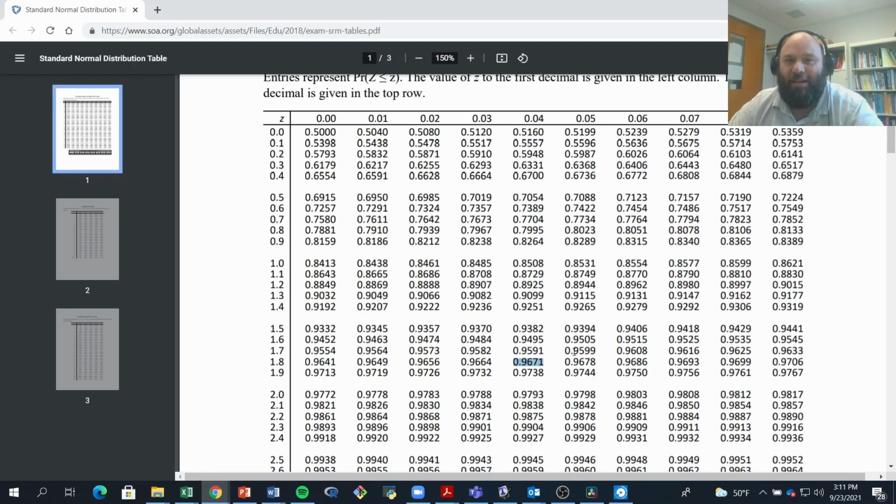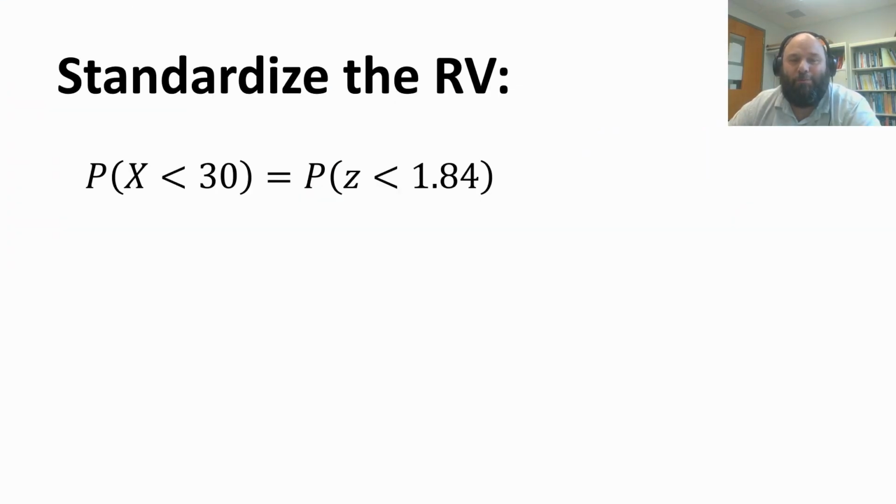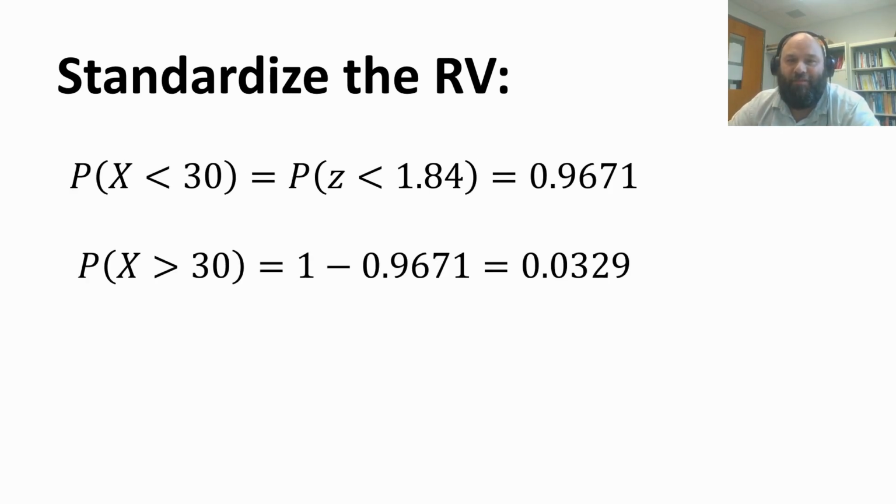So let's go back and take that number and use it to make sense of our problem. We were asking, what's the probability that the number of weeks with 300 or more customers was less than 30? We standardized this by subtracting the expected value and dividing by the standard deviation, and found that that was equivalent to the probability of a standard normal random variable being less than 1.84. And we went to the tables and we got the value 0.9671. So there's a 96.71% probability that fewer than 30 weeks will have at least 300 customers.